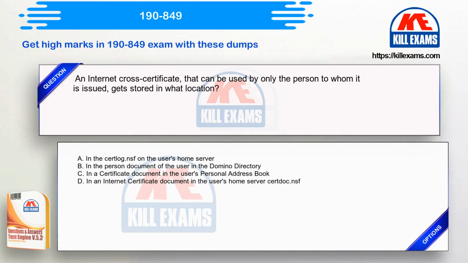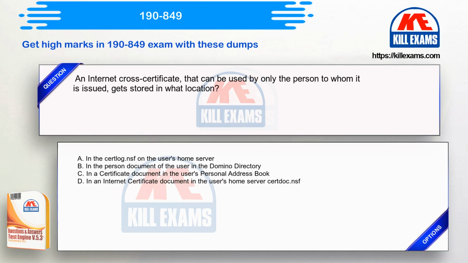An Internet Cross Certificate, that can be used by only the person to whom it is issued, gets stored in what location? Option A. In the certlog.nsf on the user's home server. Option B. In the person document of the user in the Domino directory.